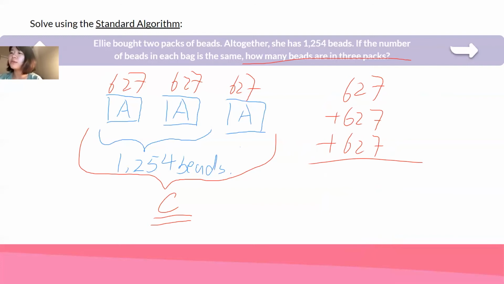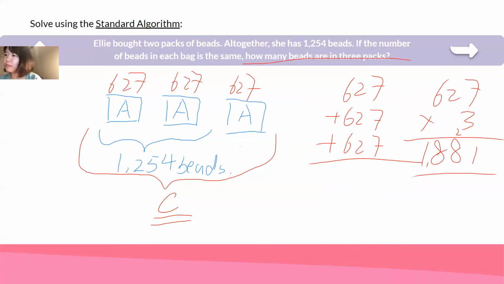Or you can choose to use 627 times 3, because we have 3 packs, to get the total amount. So I'm going to use the multiplication method to solve this problem. So 3 times 7, that is 21. Put 2 up here, and 2 times 3, 6. 6 plus 2, 8. And 3 times 6, 18. So we have 1,881. And you can use this method to check if you got this answer correct, if you want.